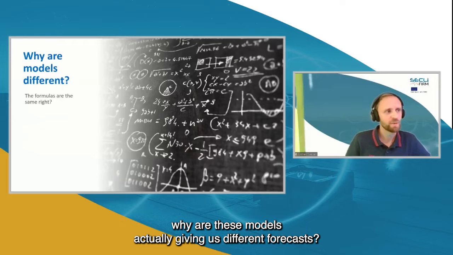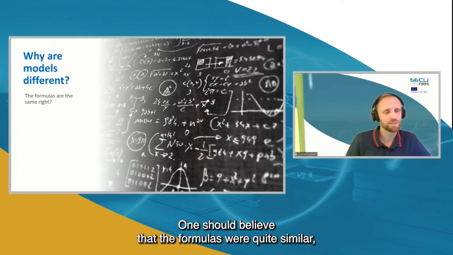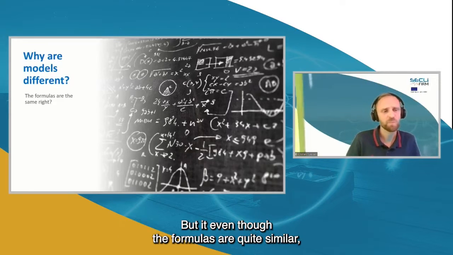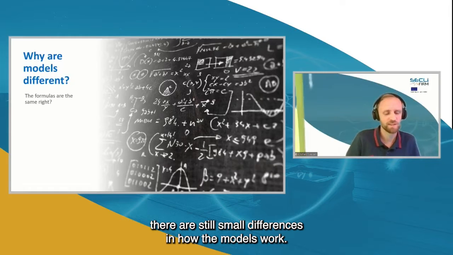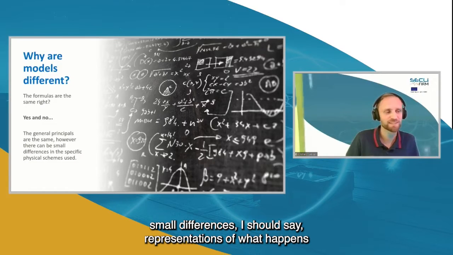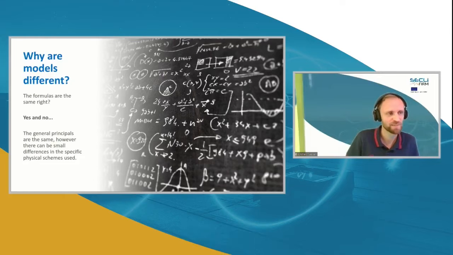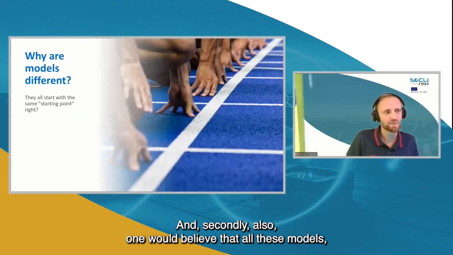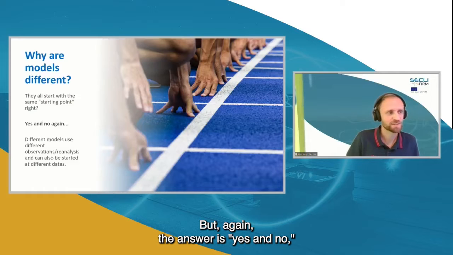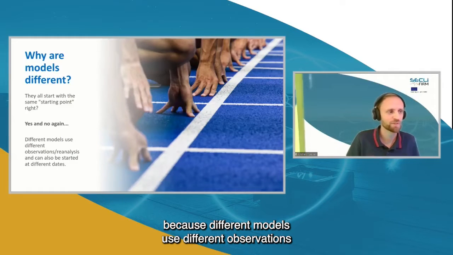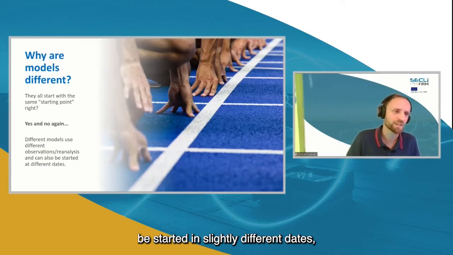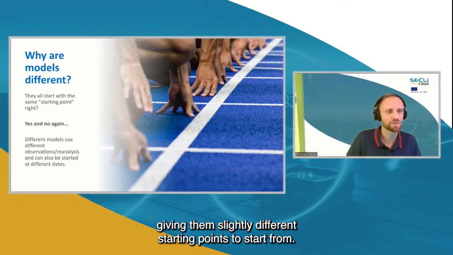So the first question is, why are these models actually giving us different forecasts? One should believe that the formulas were quite similar. We do have quite a good understanding of how the atmosphere works and so on. But even though the formulas are quite similar, there are still small differences in how the models work. Some of them have different representations, small differences, I should say, of what happens both in the ocean and in the atmosphere. Secondly, one would also believe that all these models have the same starting information. But again, the answer is yes and no, because different models use different observational or reanalysis data sets, I should say, in this case. So there are again small differences, and they can also be started on slightly different dates, giving them slightly different starting points.